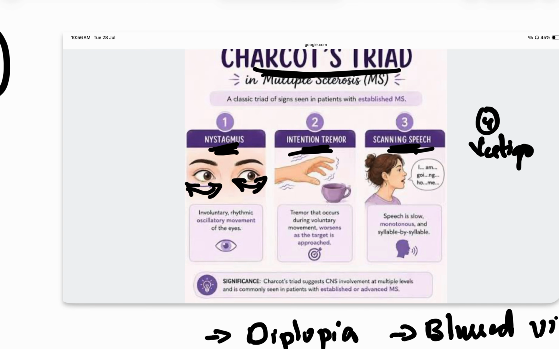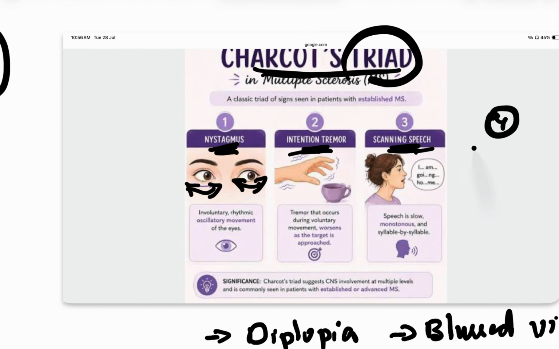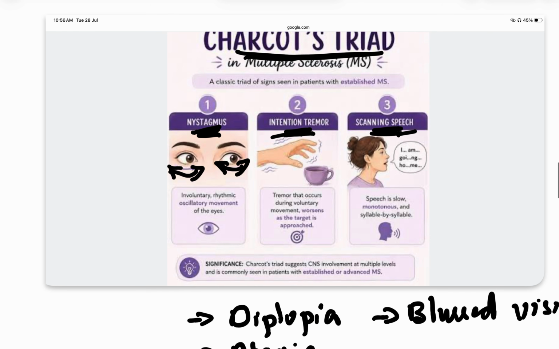So it's very important to know that Charcot's triad consists of three: nystagmus, intention tremor, and scanning speech. So if an option comes as a fourth one with that, then that is an exception. It is not part of Charcot's triad, and it is not coming under the symptoms of multiple sclerosis. So it's very important to learn by heart: nystagmus, intention tremor, and scanning speech.